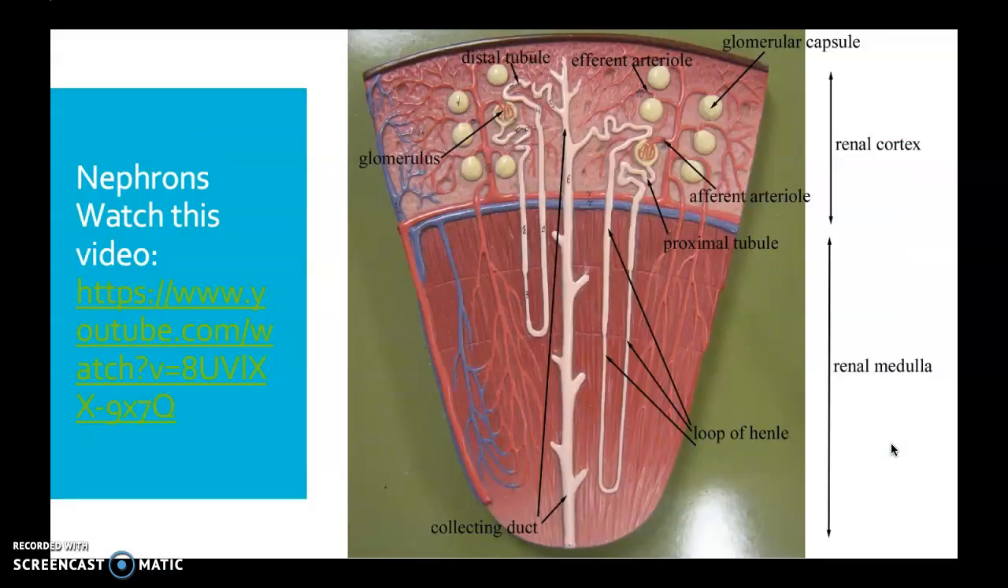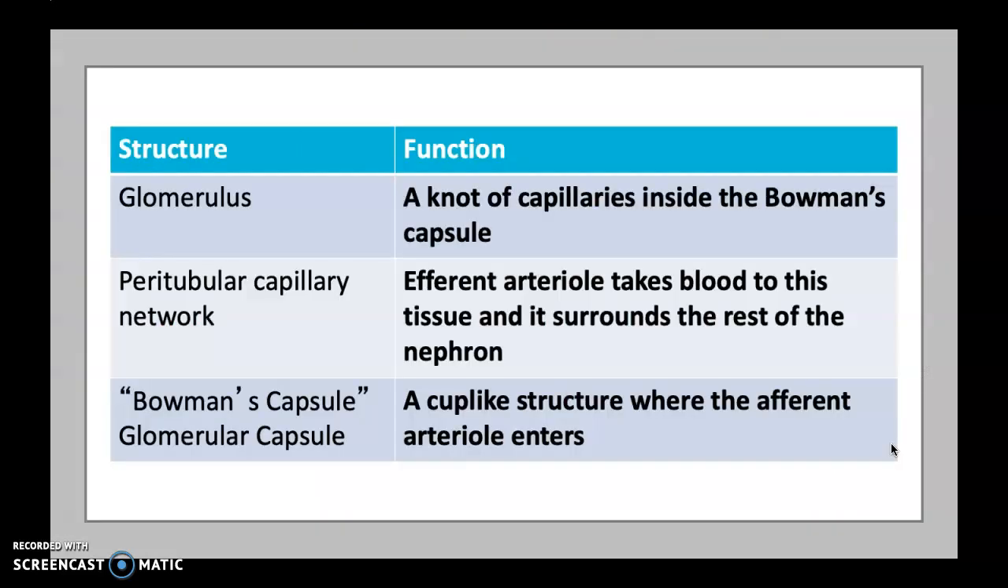Okay, so hopefully you had a really good, interesting look at that video and you learned a little bit more about how the nephron is the big portion of the kidney that does all of this filtration process. So we're going to go over the different processes that happen and the different structures of this. So we have the glomerulus, which is a knot of capillaries inside the Bowman's capsule. We've got the peritubular capillary network, which has efferent arteriole, takes the blood to the tissue, and it surrounds the rest of the nephrons. And then we have Bowman's capsule.